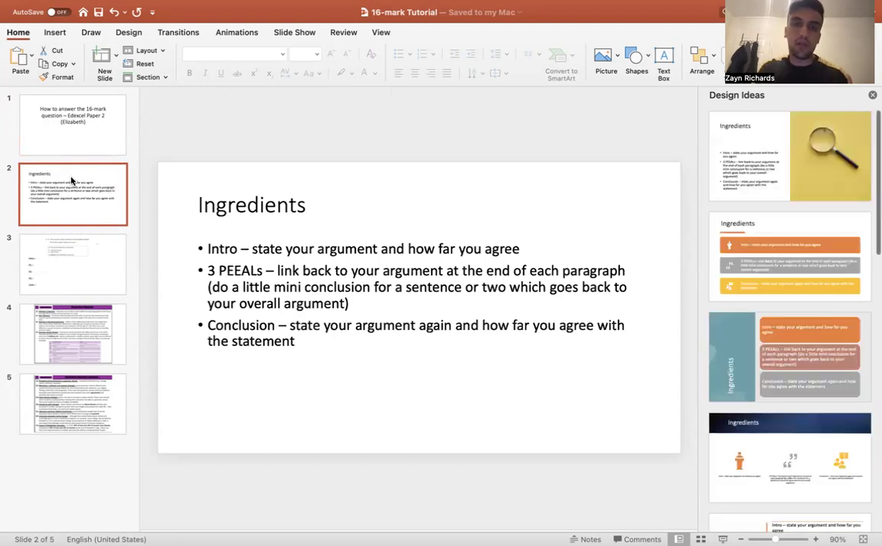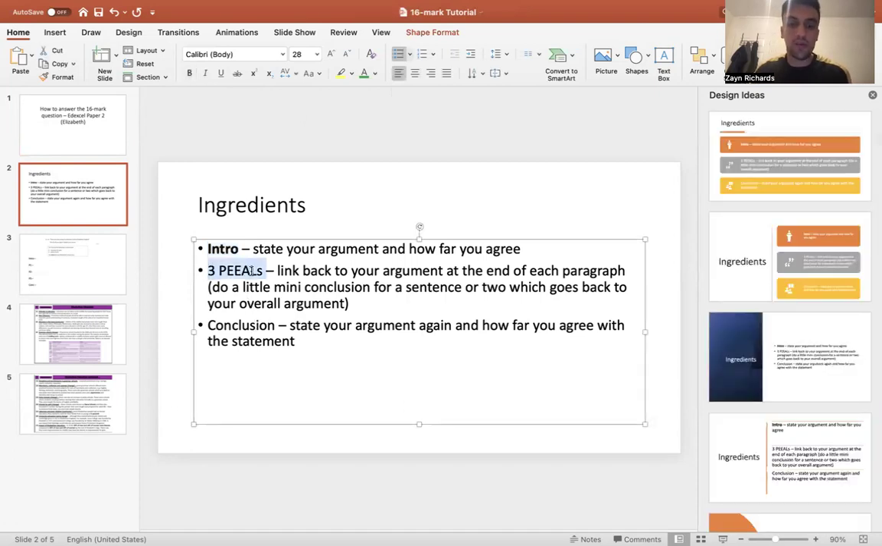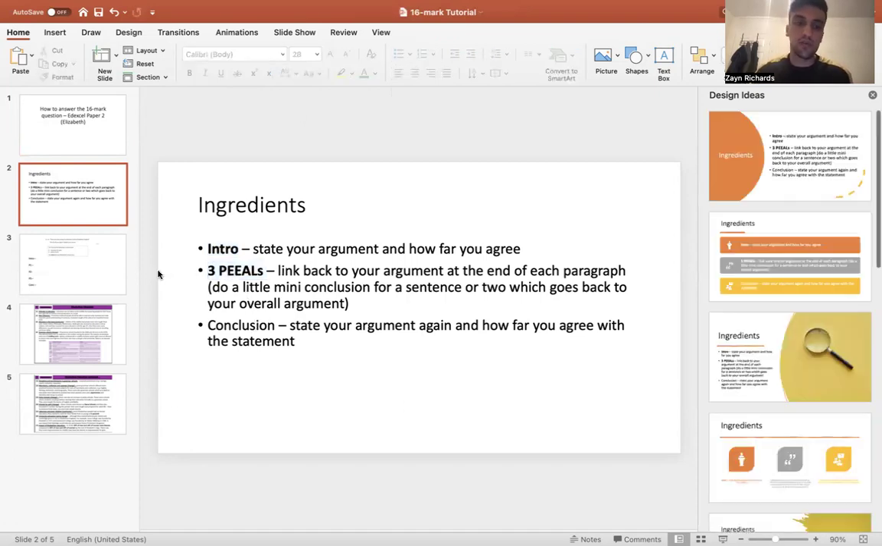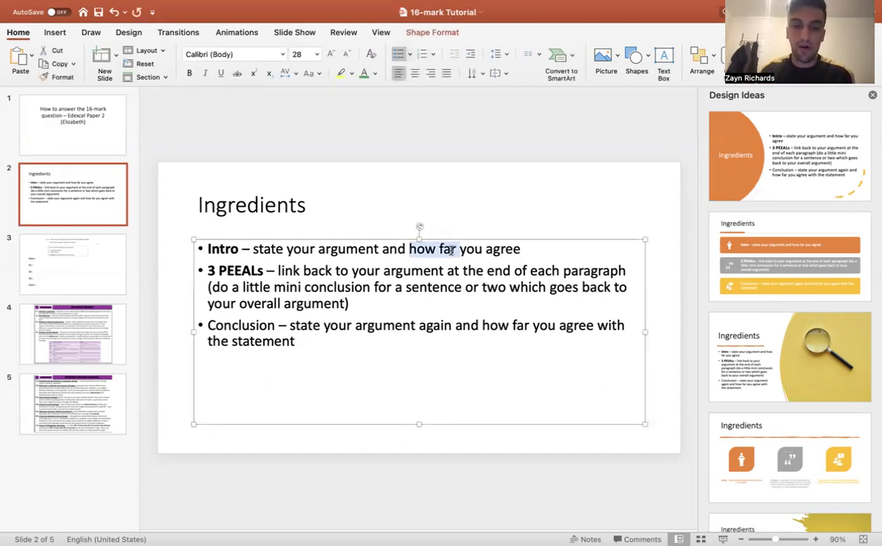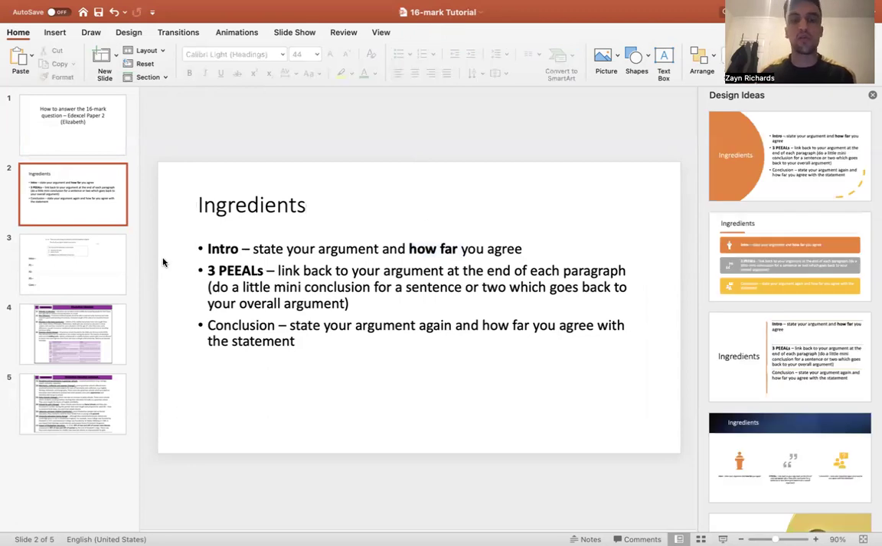Okay, so this is what we need in terms of our ingredients. So we need an introduction which states our argument and how far we agree with the statement. It's really important that early doors you get your judgment in, because if your answer doesn't have a judgment in, I think you can't get more than something like 4 out of 16. So you really got to make sure that judgment's in. So just really clearly state how far you agree with the statement. Never say I agree or I disagree. You have to say how far. So you must say I strongly agree or I partly agree or I strongly disagree with the statement.